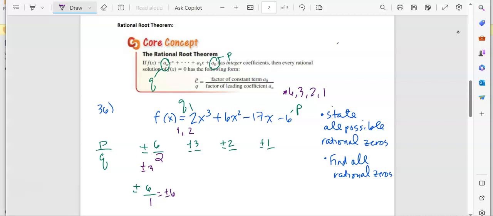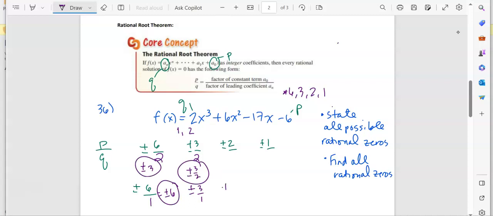When we do 3 as our p factor, again, we do 2 for the q part, and then we also do 1 for the q part. 3 over 1 is plus or minus 3, which we've already come to that conclusion, and then this one is plus or minus 3 halves. So again, these are all our possible zeros.